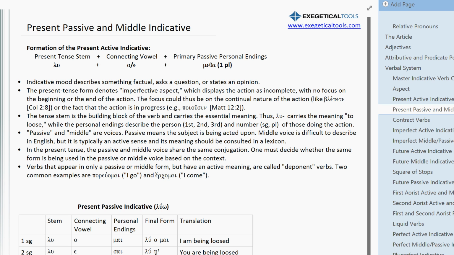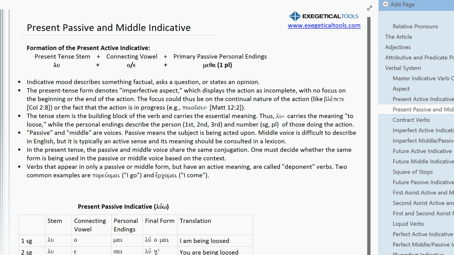We're in the indicative mood. It's describing something factual. It's asking a question or it's stating an opinion. We're still using the imperfective aspect, presenting the action as in progress, or presenting the action as unfolding before your eyes, something like that. Everything about the tense stem that we said before still applies.